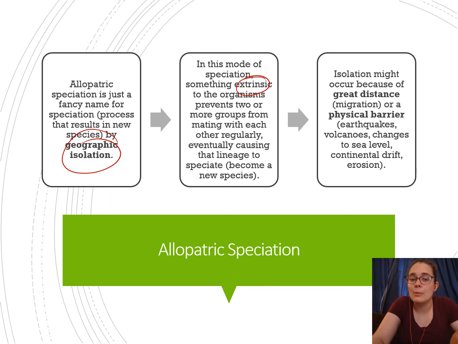And then eventually we're looking at that creation of those new species by the mutations that are occurring in those two separate population groups. So isolation can be distance, so think birds and fish and things that migrate based on weather, or it can be that physical barrier that we were talking about before: earthquakes, volcanoes, continental drift, erosion. All those types of things can lead to two or more different population groups that are formed before we get the subspecies and then speciation that occurs.